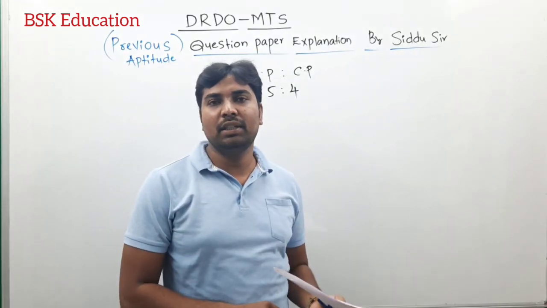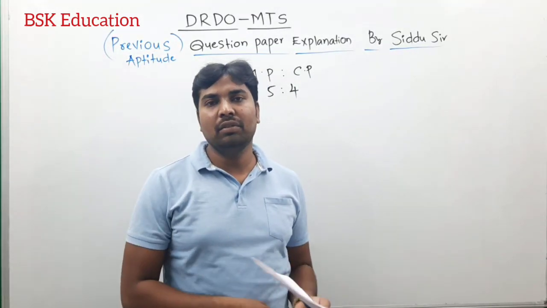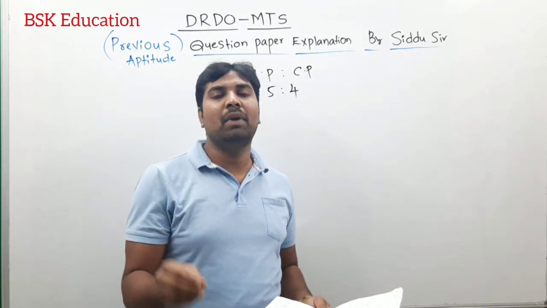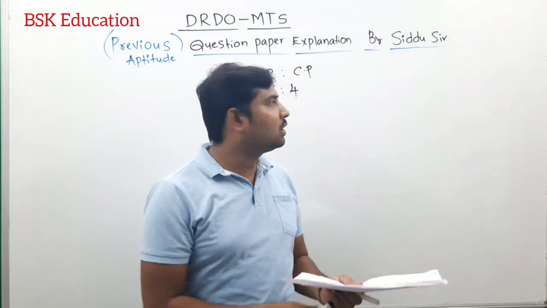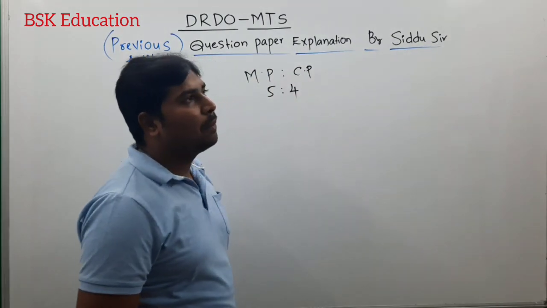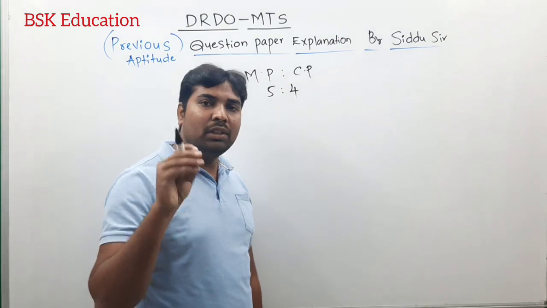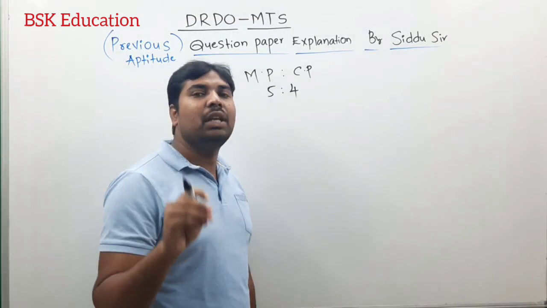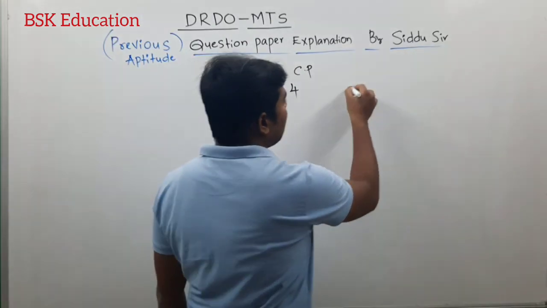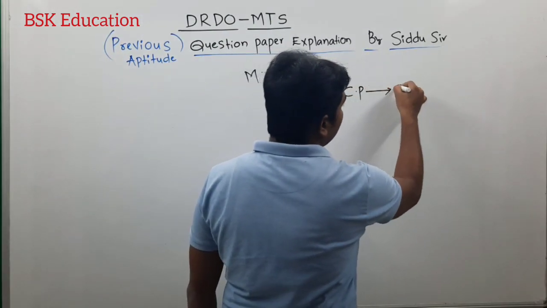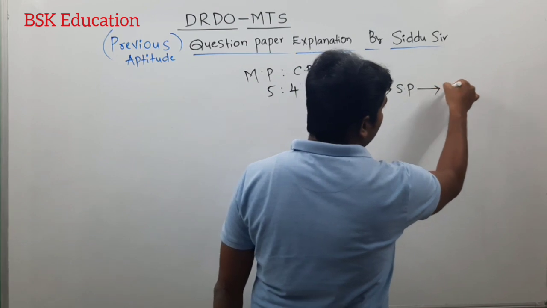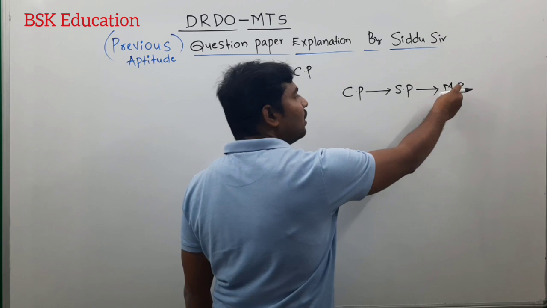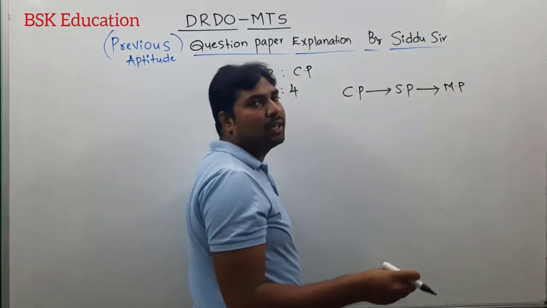So as you know about the discount, how do we calculate the discount? Discount is only calculated on the market price. See guys, an article will have 3 prices: one is cost price, another one is selling price, and another one is market price. Market price is the highest value for an article, and cost price is the lowest value.